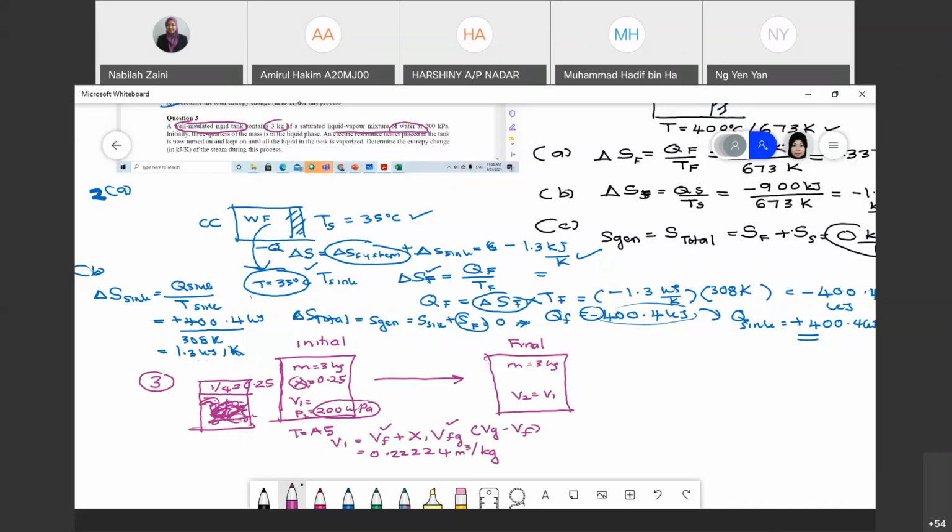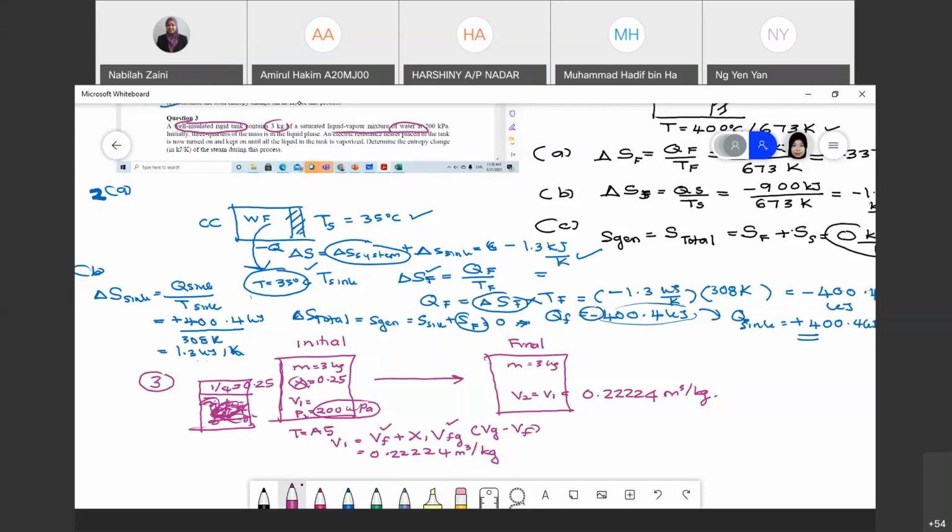0.22224 meter cube per kilogram. From here, we know that the tank is rigid, so V2 is equal to V1. So V2 is also 0.22224 meter cube per kilogram.